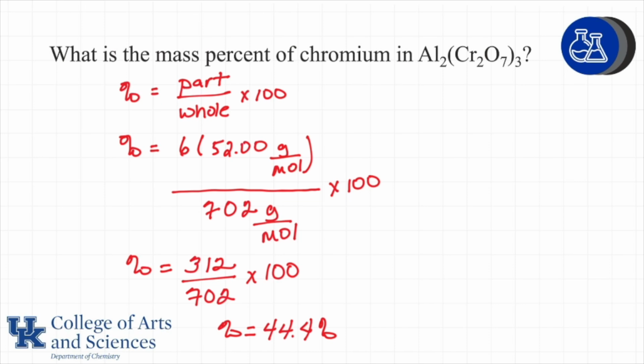If I look at aluminum dichromate, 44.4% of the mass of whatever size sample of aluminum dichromate I have is going to be from the presence of those chromium atoms.